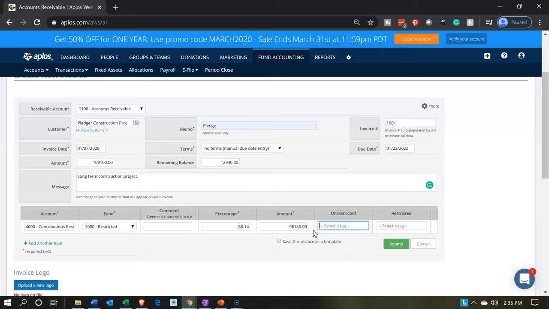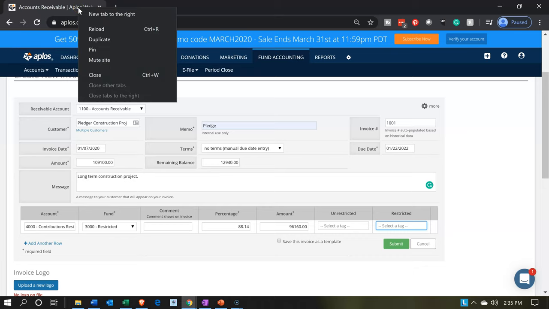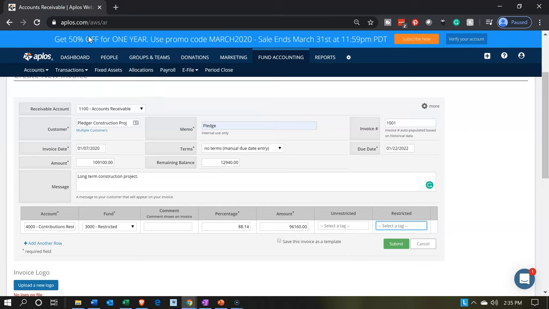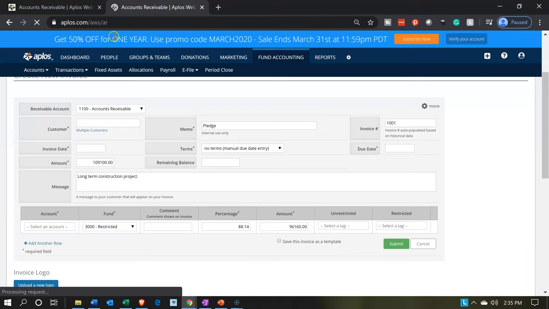So then we have the tags. We will have a restricted category here, so we've got a restricted tag. We're going to have to add another restriction because now we have another restricted category we're going to be using for this long-term project. So I'm going to go back up top and add another restricted category. I'm going to right-click on this tab up top, duplicate. Note how we can do this as we go. Again, this is a great thing to have with online software, to have multiple tabs open. I highly recommend getting used to it.